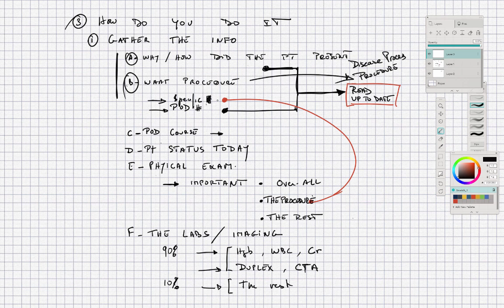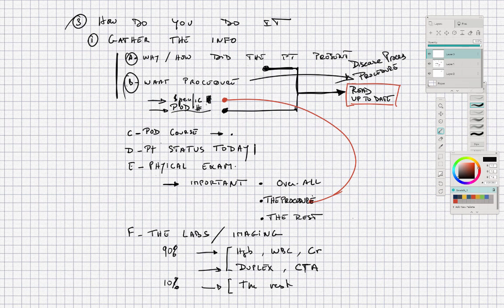Of course, what is the current post-op day? What is the post-op course of the patient? And this information can be gathered in a very chronologic fashion. I don't think you have to think too much. At this point, it's easy.